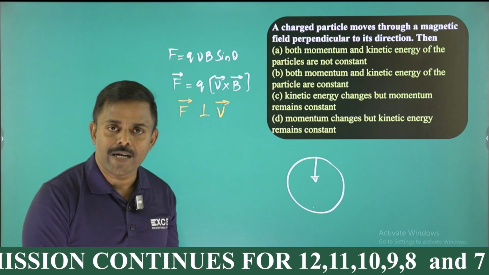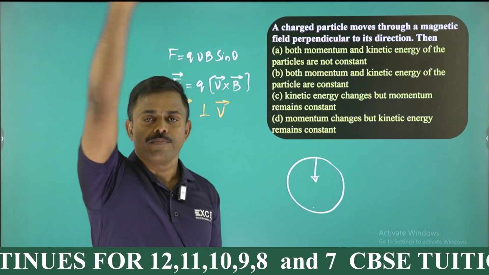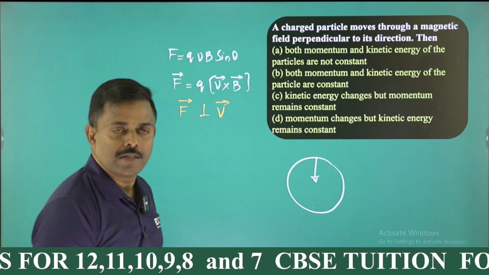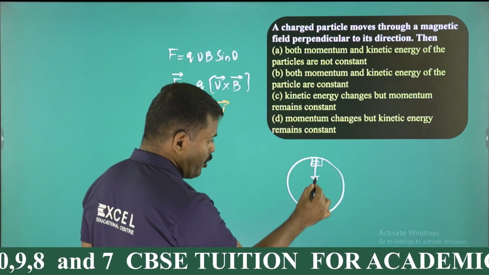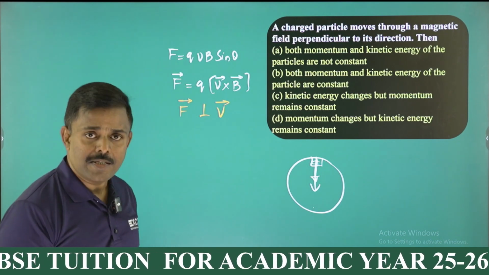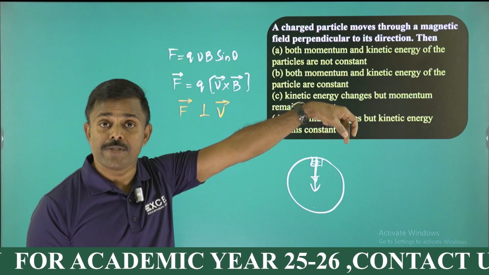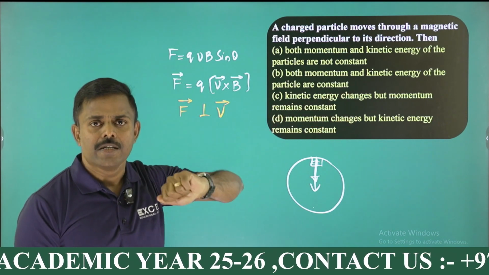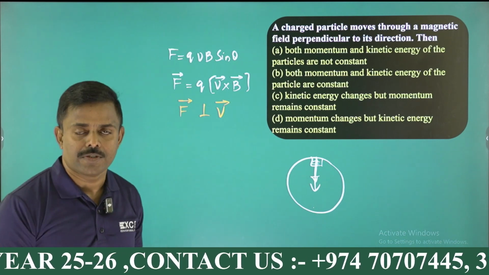You take a bucket of water and whirl that in a vertical circle like this. Even at the topmost point, you expect water to fall down, but it never does. Water will never fall down, because at the top there is a centripetal force which keeps it in circular motion. So for circular motion, one thing is essential: centripetal force.